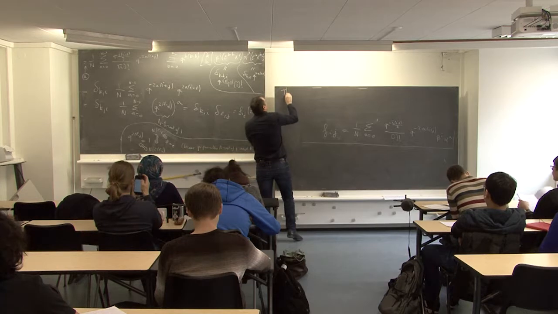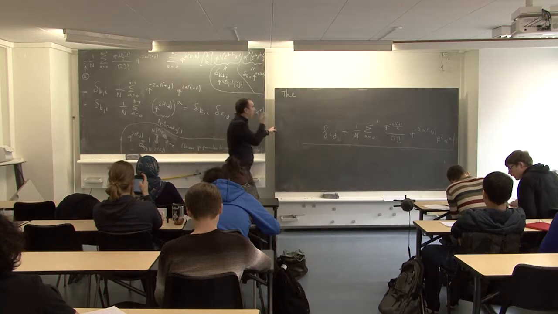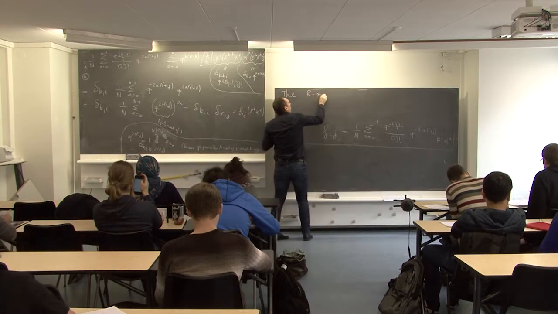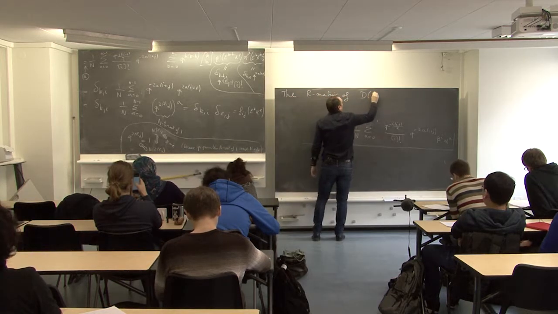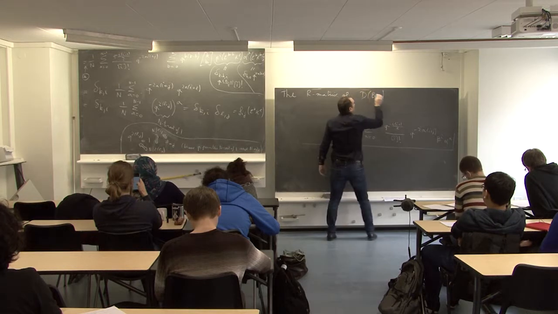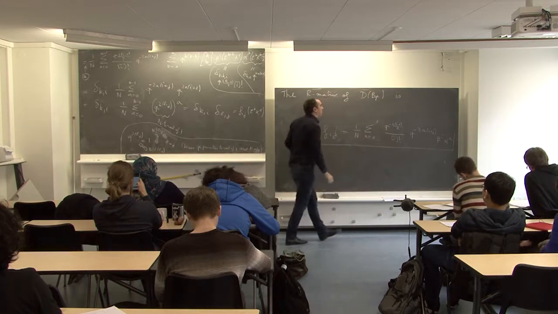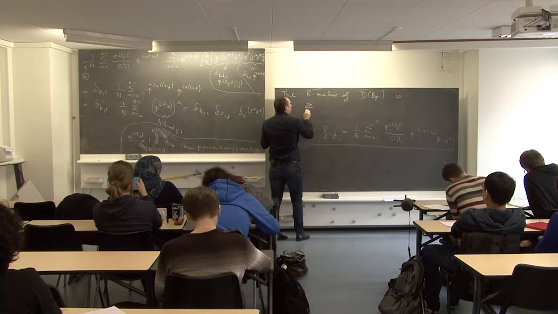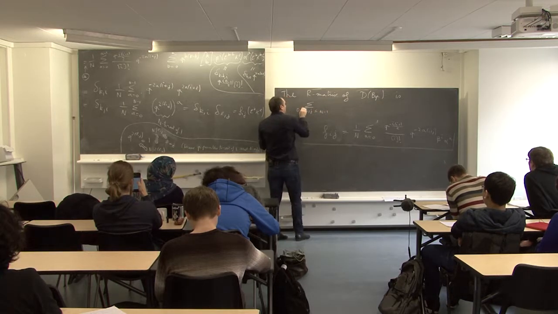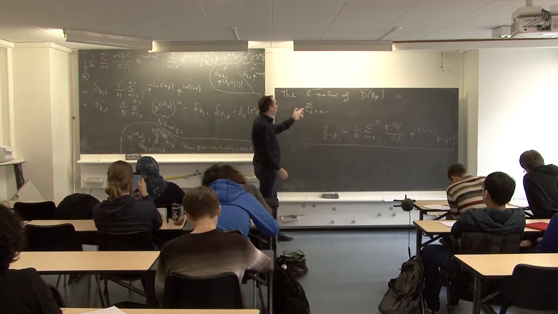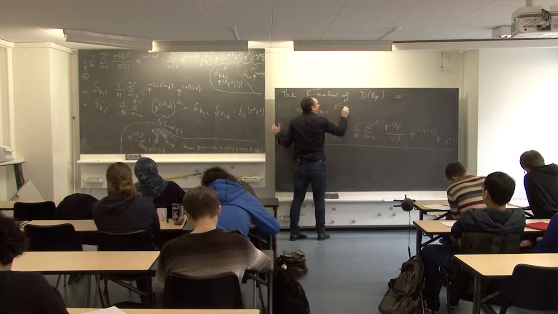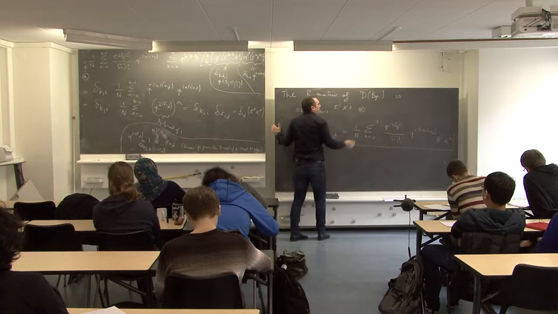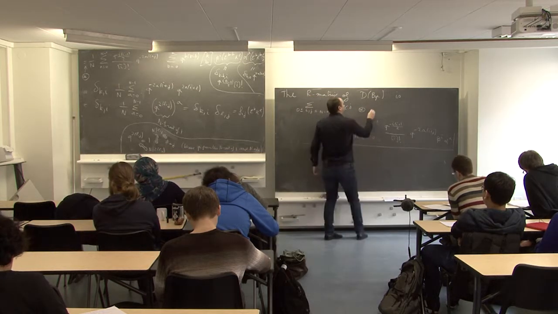So, what do we have? The R matrix of D of BQ is, by definition, so we take E^i K^j, like this, F^i j.